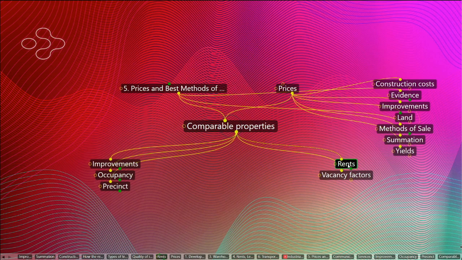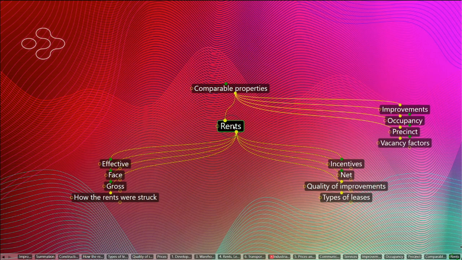Now, when you look at each property, you need to dig down into the rent structure for the property, and the rents are many different things. So don't just look at your comparable properties, understand the rents that apply. They will be the effective rent, that is the rent without any impact of incentives. The face rent, that will be the rent that could be impacted by incentives. The gross rent, taking into account the overall rent paid, including the outgoings for the asset.